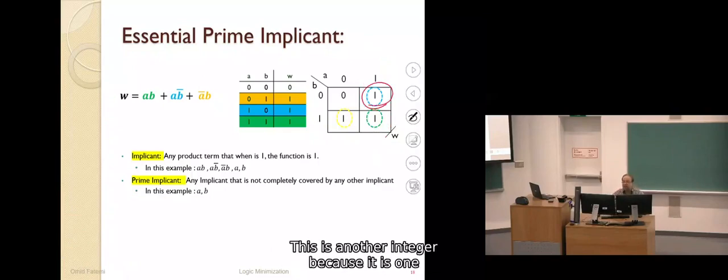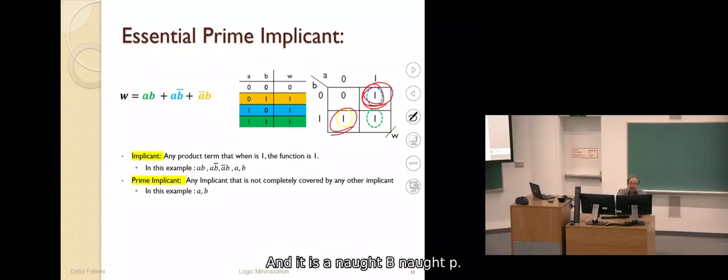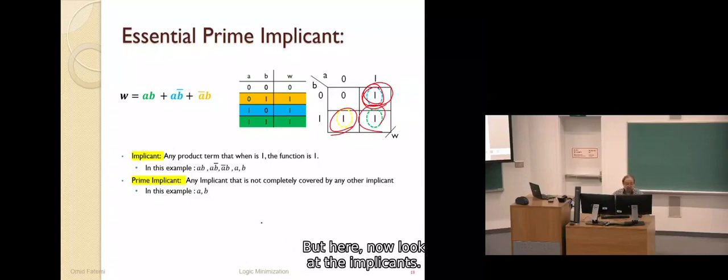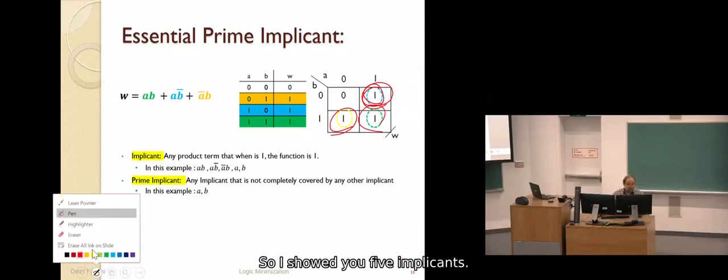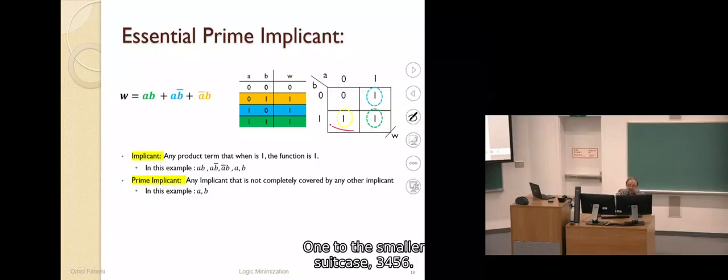This is another implicant because it is 1, and this implicant is A B naught. This is another implicant because it is a 1. It makes the function 1, and it is A naught B. And this is also an implicant, AB. But now look at the implicants. So I showed you 5 implicants: 1, 2, and the smaller circles, 3, 4, 5 circles.